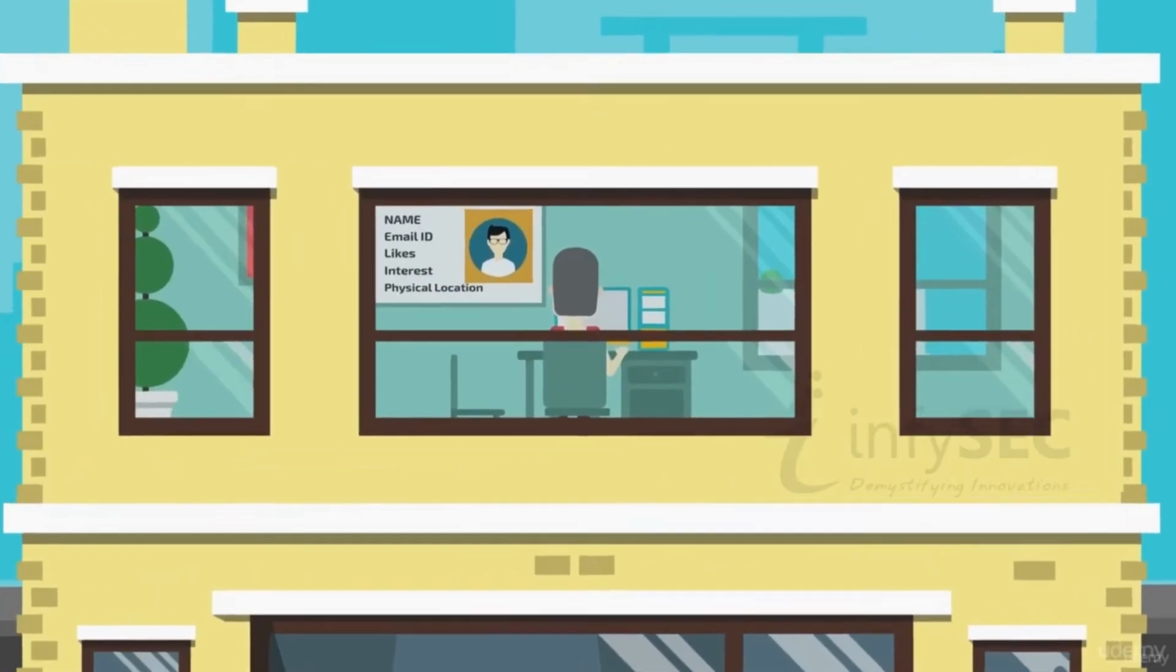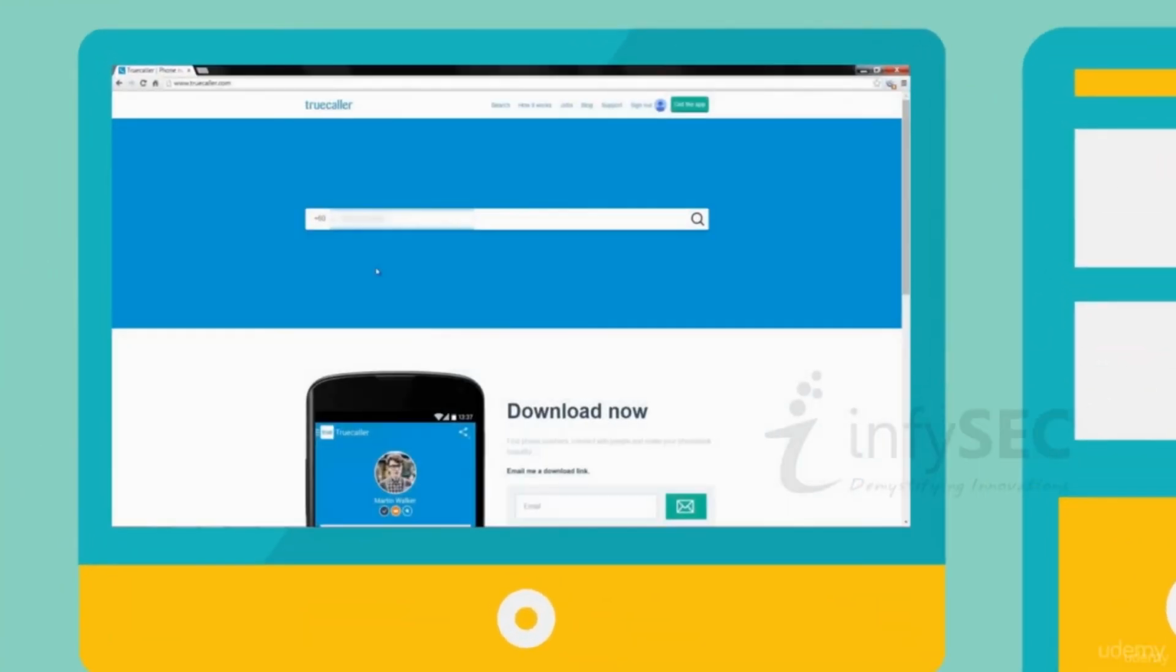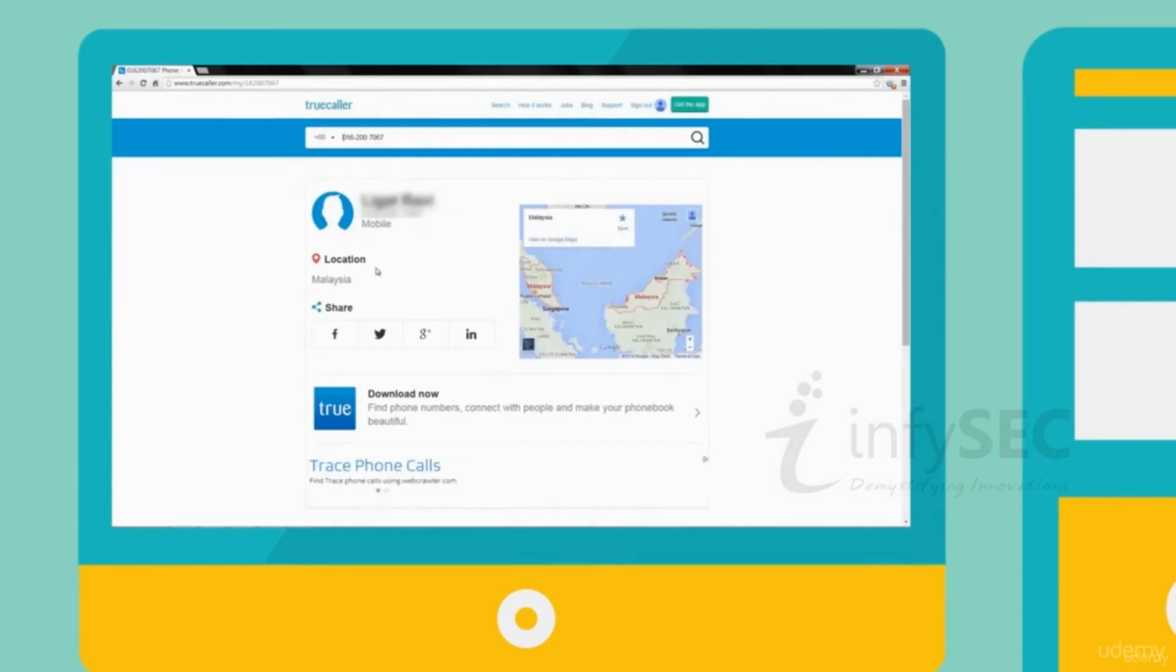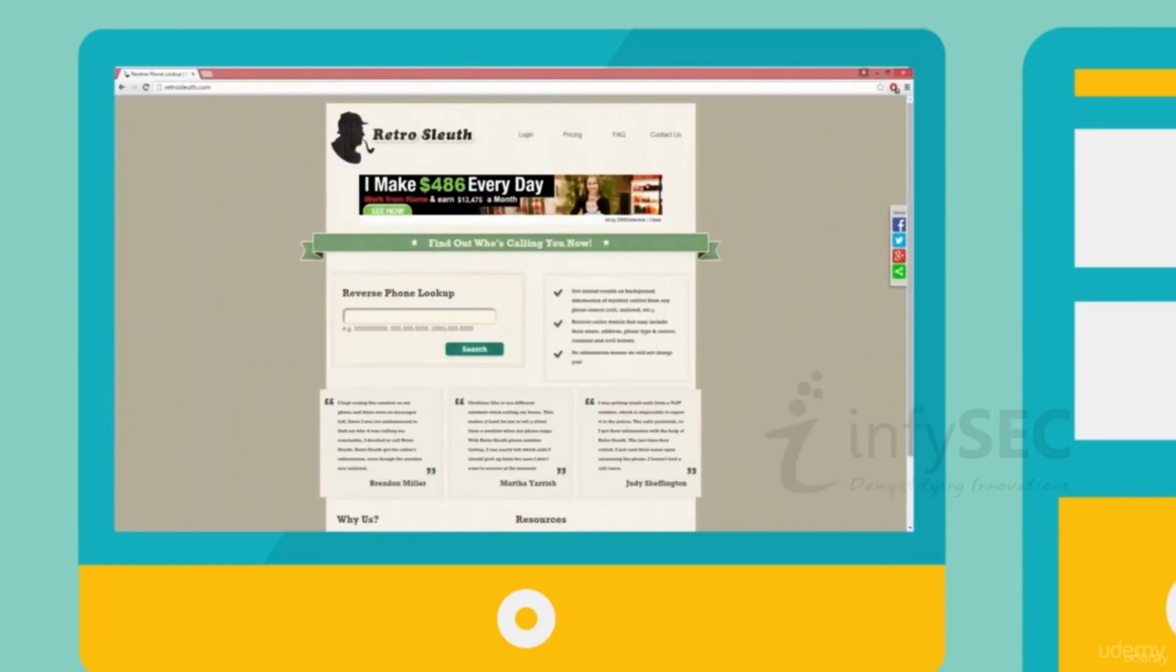There are times when you might have arrived at a phone number but not the name of the target, or vice versa. In this case, Truecaller, a telephone lookup and reverse lookup directory, can lend a helping hand. Retro-sleuth.com is yet another website offering the same service.